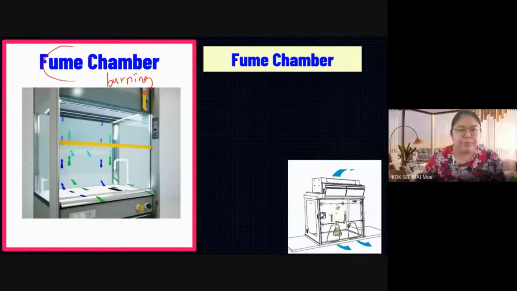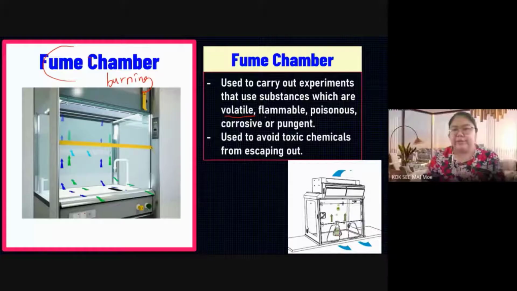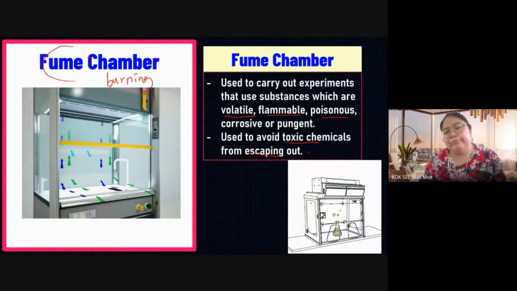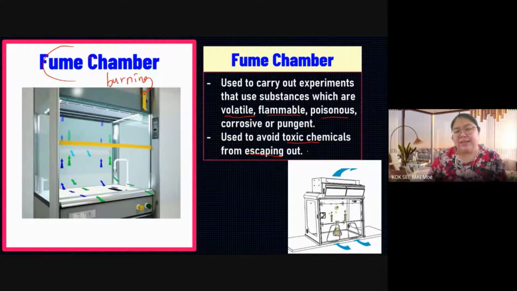Okay, then we go through to the explanation. Used to carry out experiments that use substances which are volatile, flammable, poisonous, corrosive or pungent. Okay, these are all experiments that produce dangerous effects. So that's why they put it inside the fume chamber to do this experiment. So they are used to avoid toxic chemicals escaping out. Okay, they don't let any dangerous toxic chemical gases flow out.